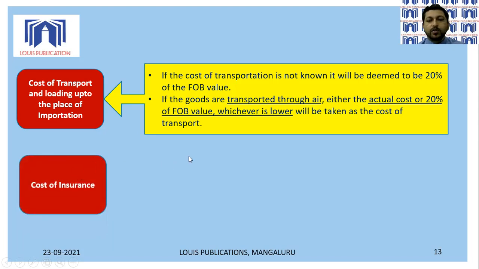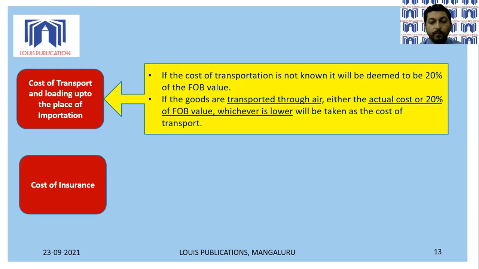Then we have the seventh and the last concept, that is cost of insurance. So the cost of insurance from the exporter's port to the importer's port only. In the earlier example, I said if the goods are moving from Mangalore to Bangalore, whatever is the cost of transport, whatever is the insurance against any undesirable event happening, such cost of insurance internally, once the goods reach the importer's port, is not to be included in the computation of assessable value. Only insurance till the place of importer's port.